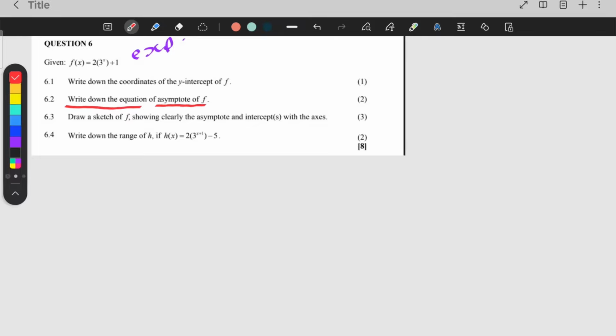So an exponential function only has one asymptote. So for 6.2, this over there is the asymptote. It's always y is equal to that number. It's a positive 1, so y is equal to 1. And that was for 2 marks.